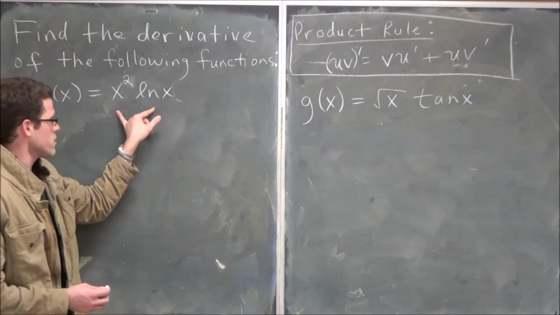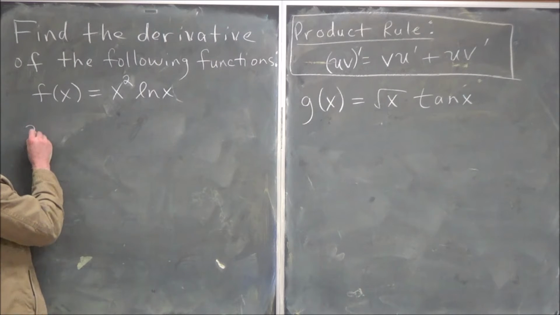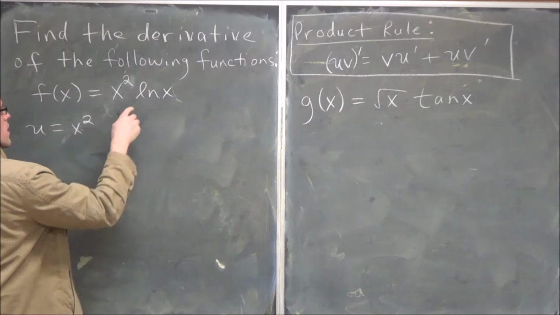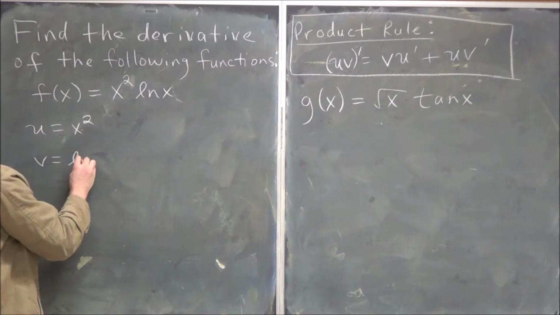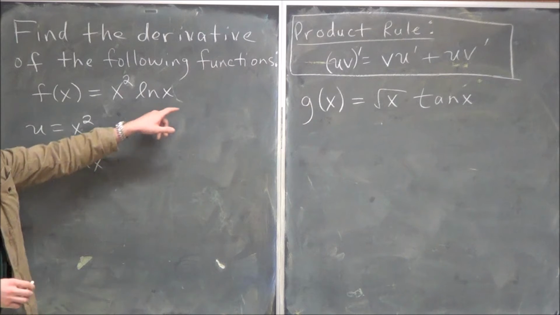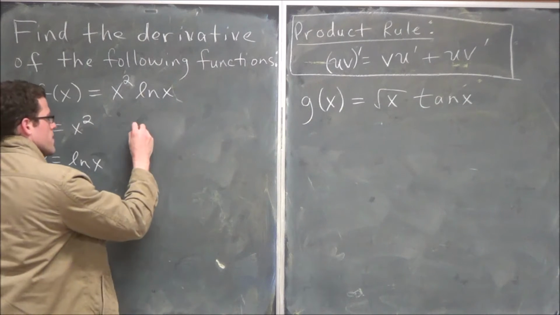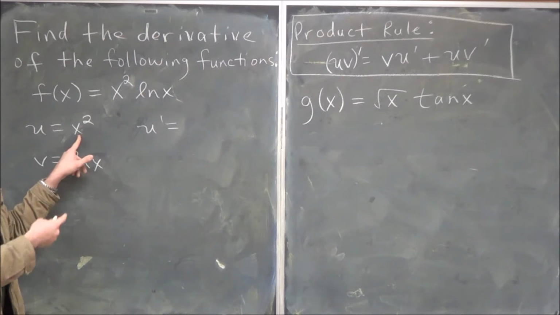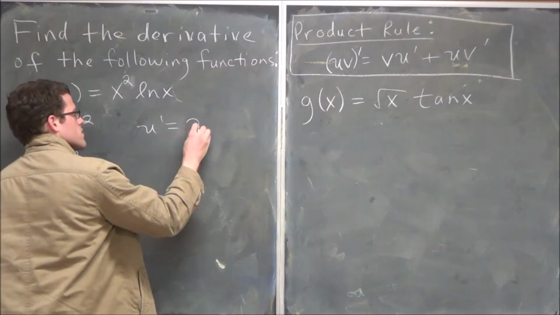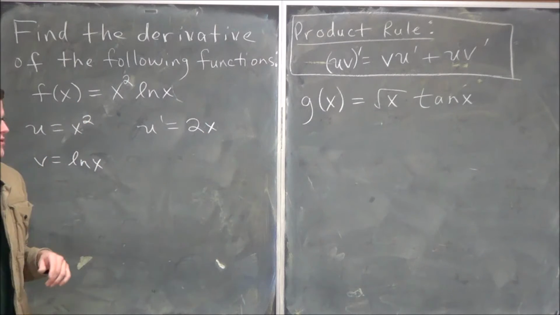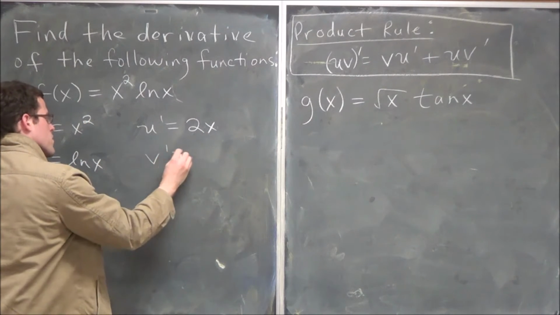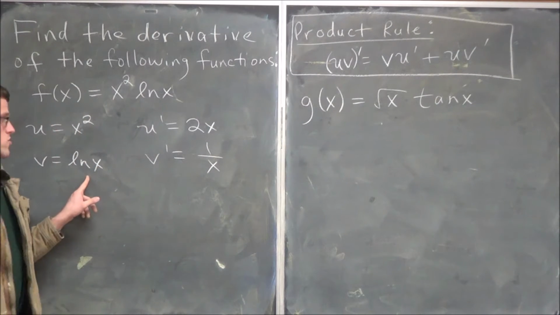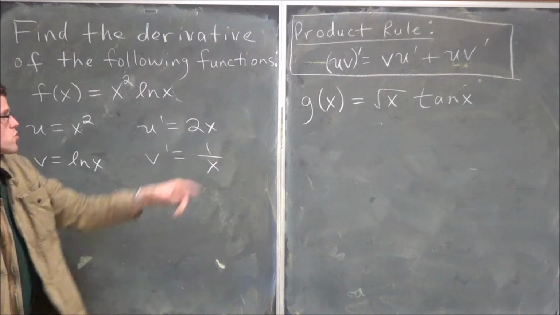So for this problem here, to stay organized, we're going to define u to equal x squared. That's our first function. And we're going to define v to equal natural log x. So the next thing we want to find is u prime. The derivative of u, if u is equal to x squared, power rule tells us the derivative of x squared is 2x. Whereas here we have v prime is equal to 1 over x. What we're doing is taking the derivative of the natural log. Now we're just going to plug in here to our product rule.